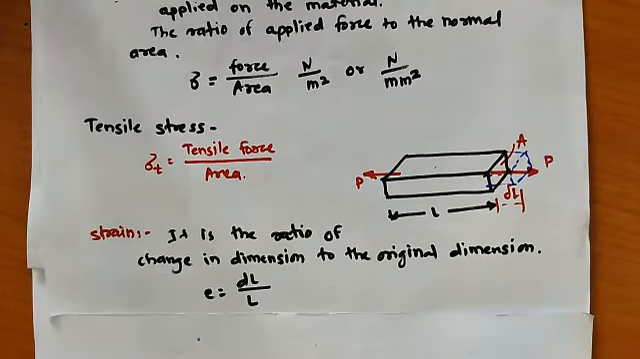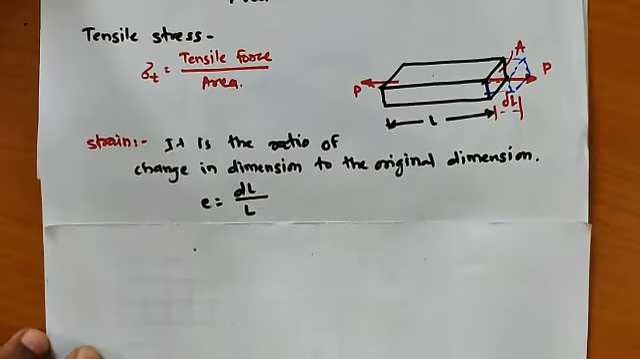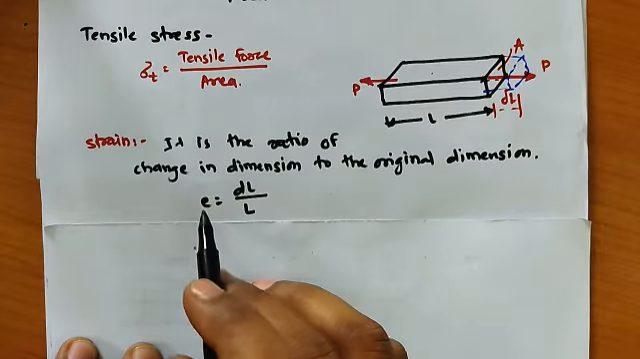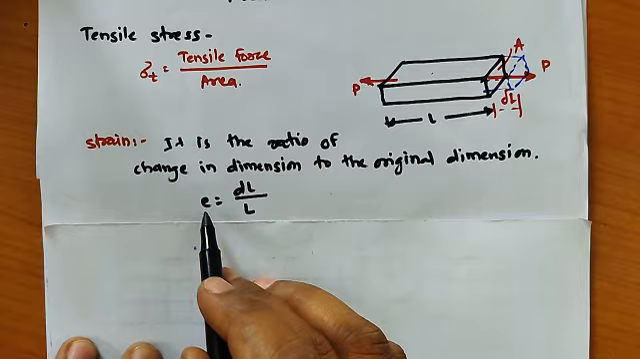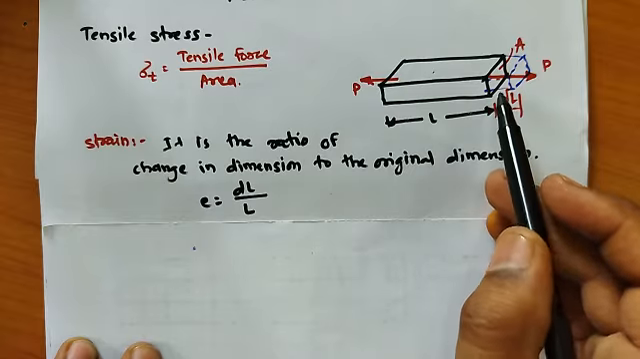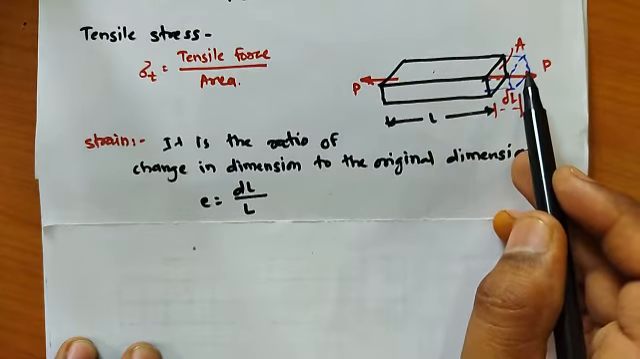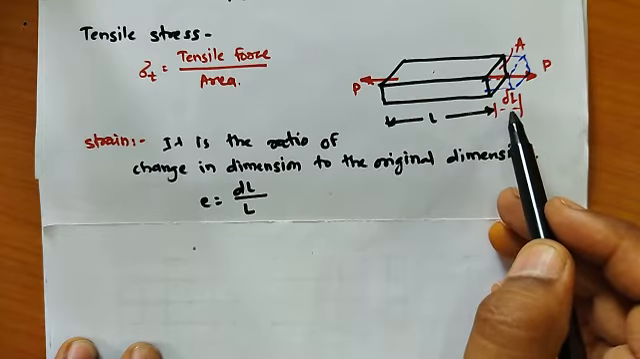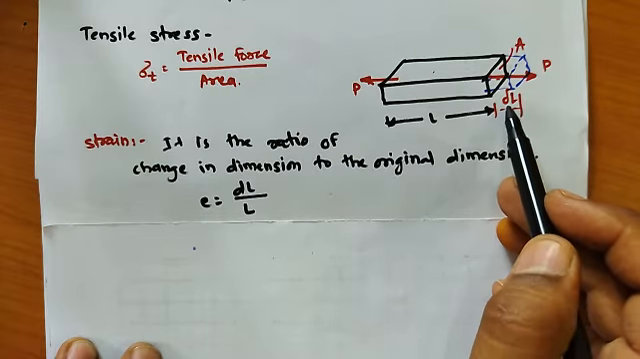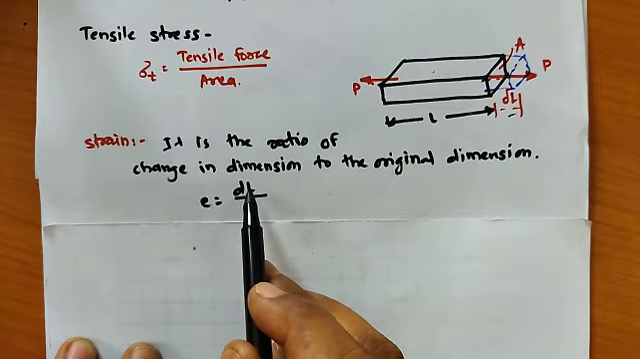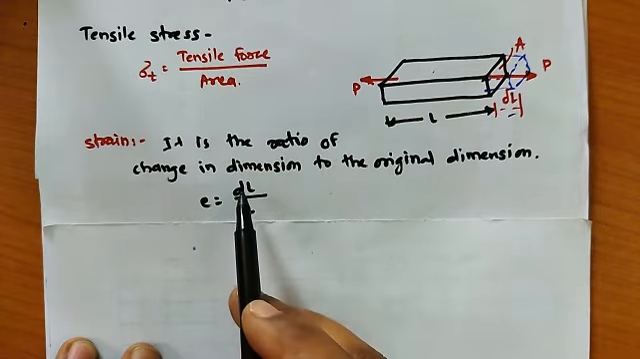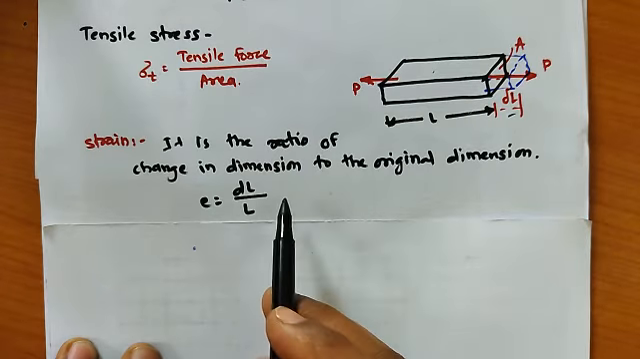Now about the strain. Strain is the ratio of change in dimension to the original dimension. Generally strain is denoted by small letter e, equal to the change in dimension over the original dimension. In the same example, when tensile force is applied, the bar will be elongated, so its length will change and increase by delta L. So delta L is the change in dimension, and the original dimension is the length of the bar L. So strain is equal to delta L by L. Strain has no unit.